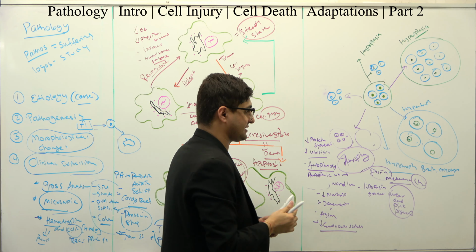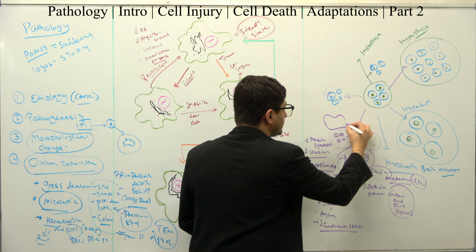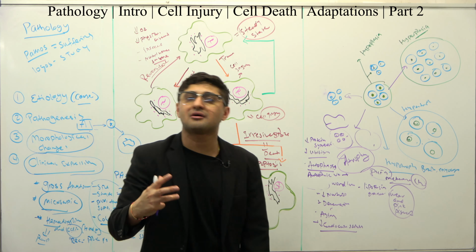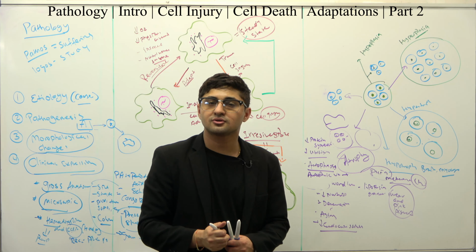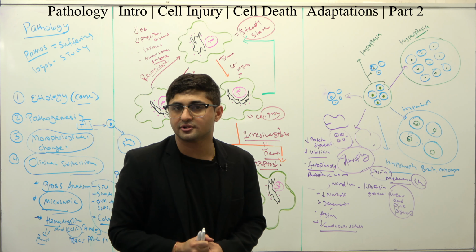If you look at the heart, sometimes what you also see is something called brown atrophy because of the colors of that. So these are different kinds of atrophy that you get to see.